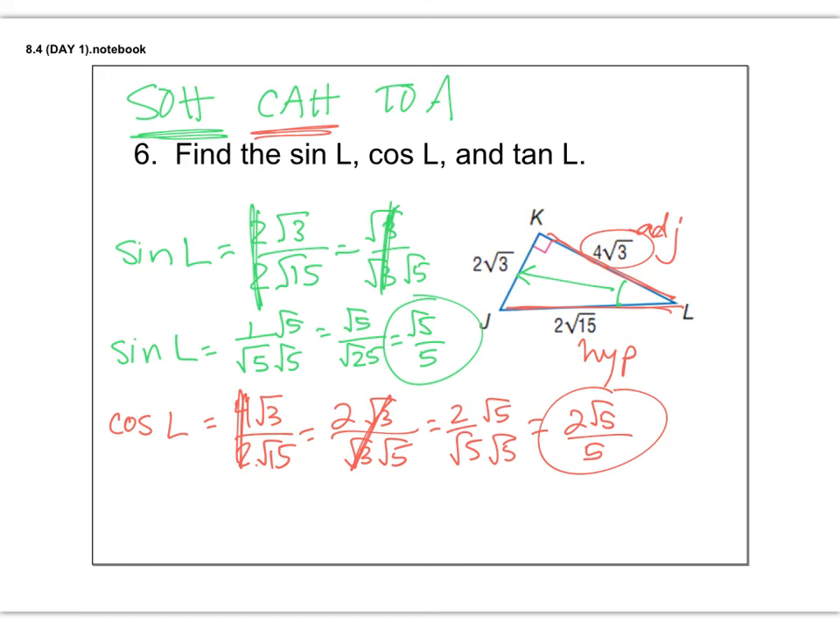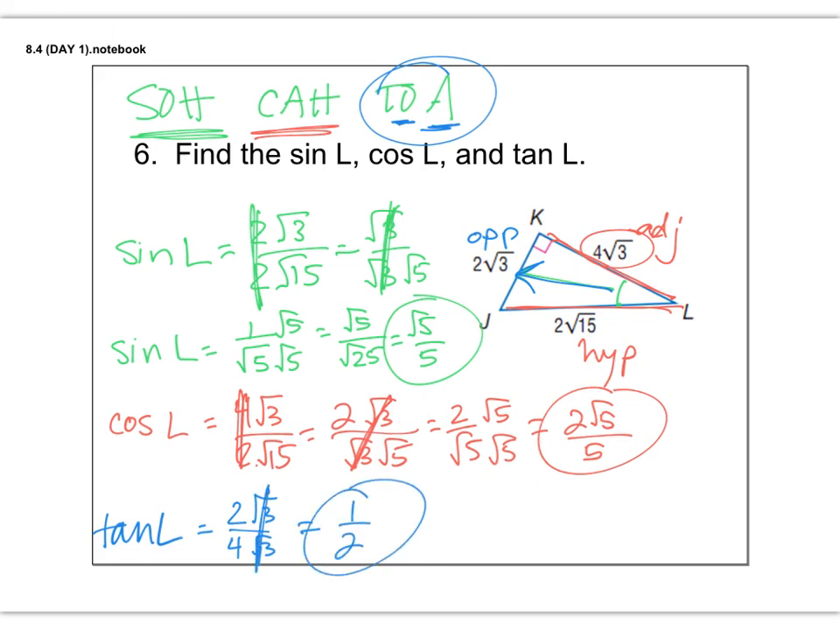All right, let's do one last one. Let's try the tangent of L. Tangent is opposite over adjacent. So opposite of L, remember, is across from it. So it's the 2 root 3. Tangent is opposite over adjacent. Adjacent is 4 root 3. This is nice. The root 3's cancel, and we're left with 2 over 4, which reduces to 1/2.